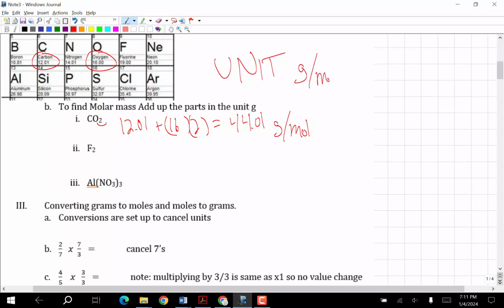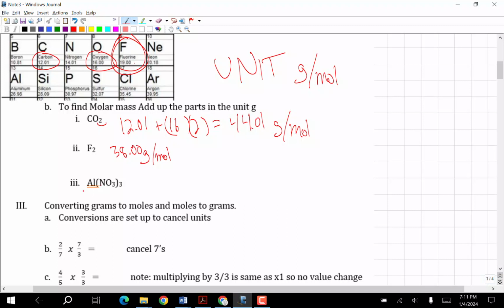Oh, this is a lot. How much do we need? F2. See how this is 19? 2 times 19 is 38.00 grams per mole. That grams per mole means 38 grams in 1 mole.